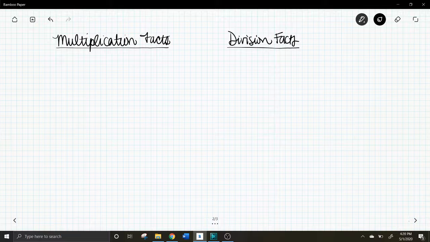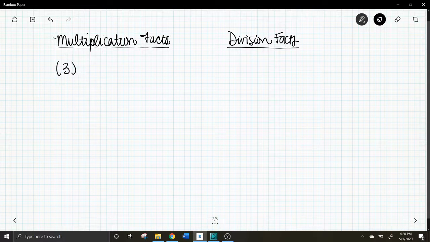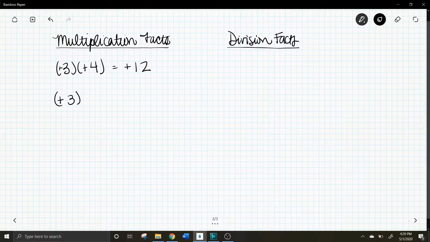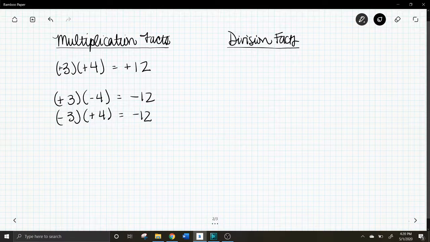Let's write some multiplication facts, and you'll notice that these multiplication facts lend themselves to division facts. The first one is that a positive times a positive equals a positive. +3 times +4 equals +12. Now our second fact, a positive times a negative equals a negative. I'm going to write this problem two different ways to show you that as long as there is one positive and one negative, it will equal a negative number.